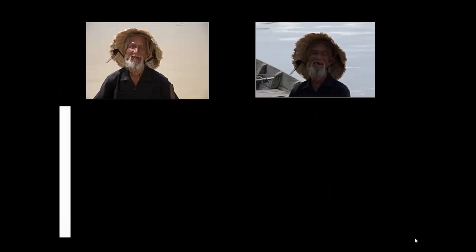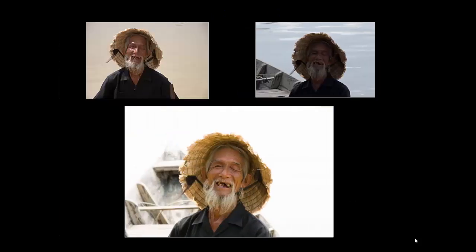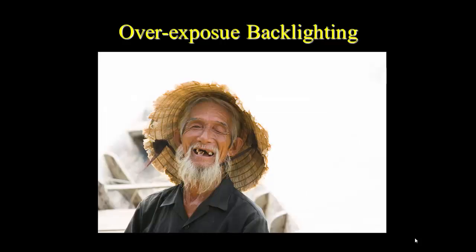Here's an example. Here's a sequence of shots where the photograph in the top right is that typical problem with a strong backlight. You really can't see his face. So by overexposing, you lighten up his face and get a better shot. This is a common problem with travel photographs.